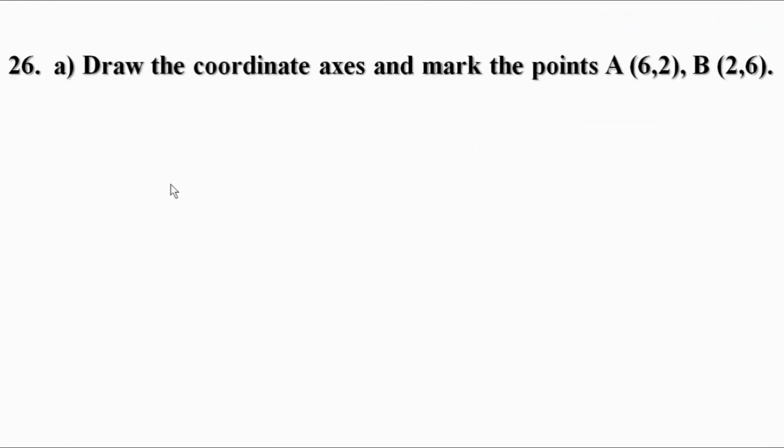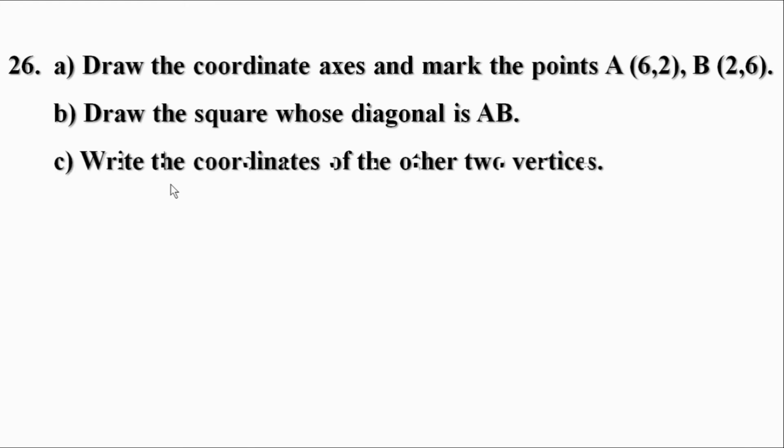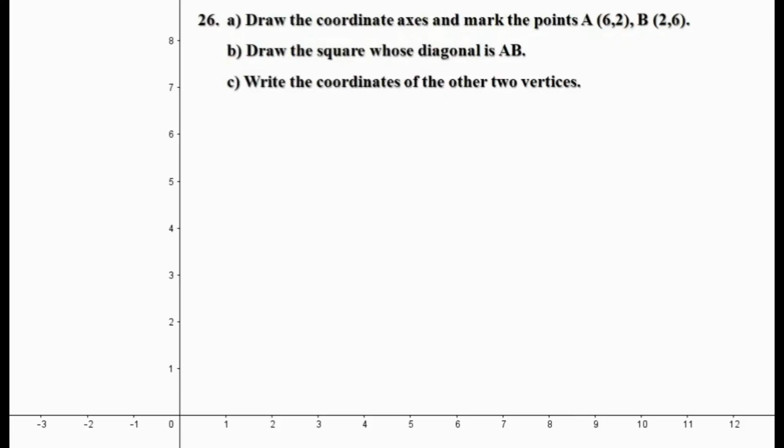26th problem. Draw the coordinate axes and mark the points A(6, 2), B(2, 6). Draw the square whose diagonal is AB. Write the coordinates of the other two vertices. First of all, let us mark the point (6, 2). For that, draw a perpendicular to the x-axis from the point 6 on the x-axis and draw a perpendicular to the y-axis from the point 2 on the y-axis. The intersecting point is (6, 2).